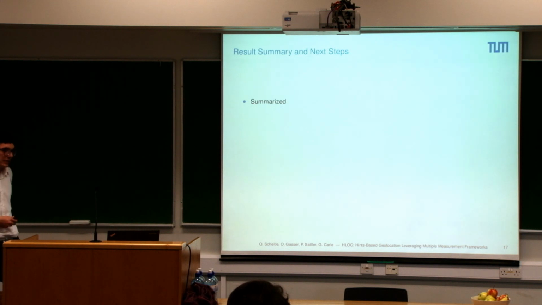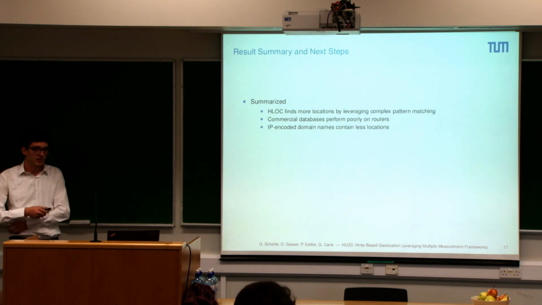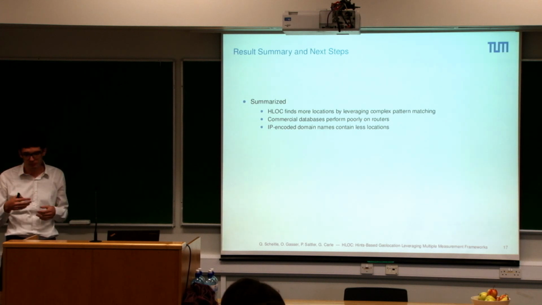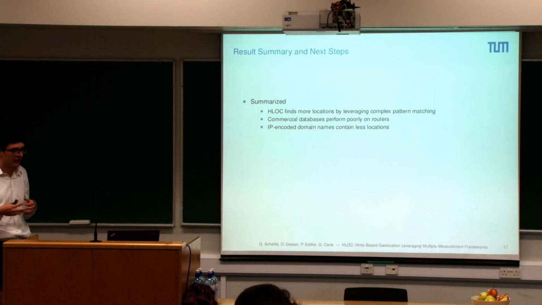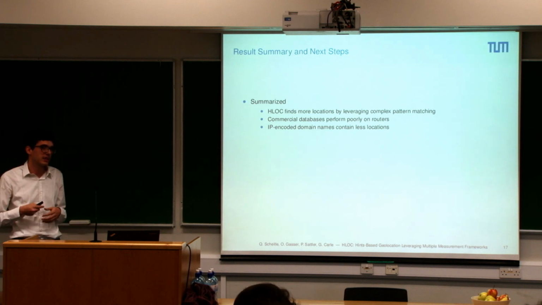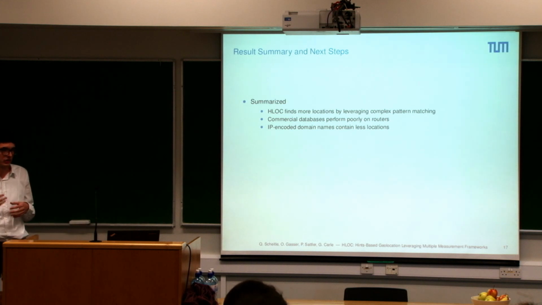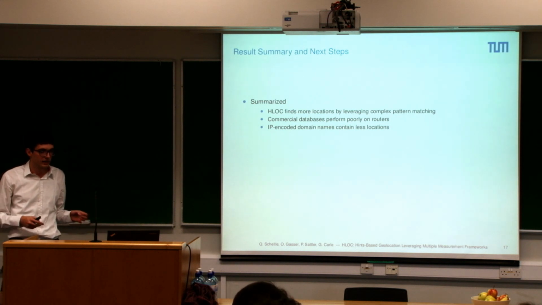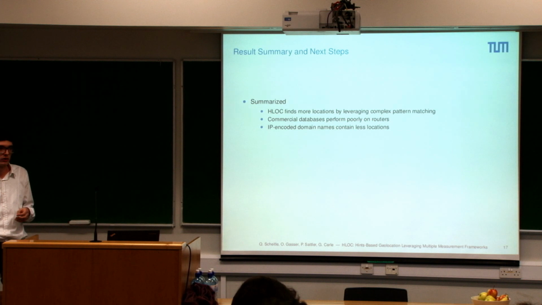So now summarizing the results, we find more location hints which we can then test, and commercial databases aren't usable for router geolocation because they're really bad at it. And IP encoded domains also contain fewer locations, so they are even less usable.